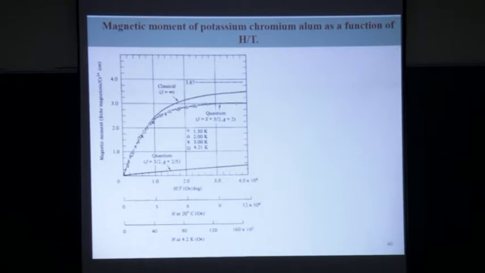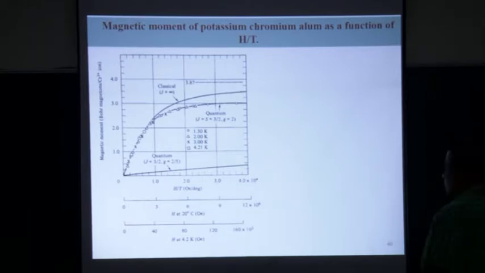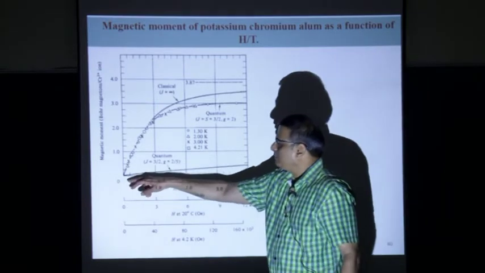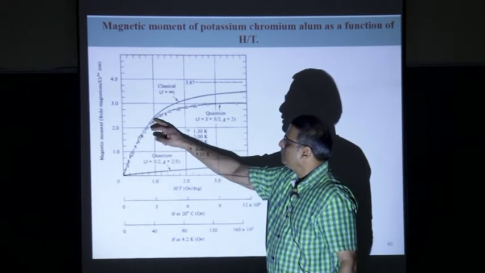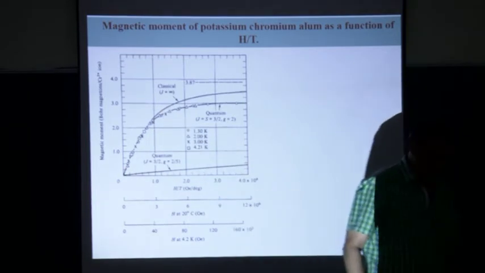So if you see, the classical case is not bad, it's not bad, but it goes higher than the experimental value at higher h. You agree? So here it's not bad, but from here onwards it becomes not so good.